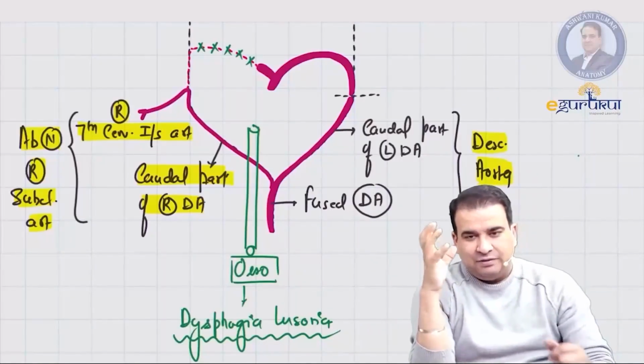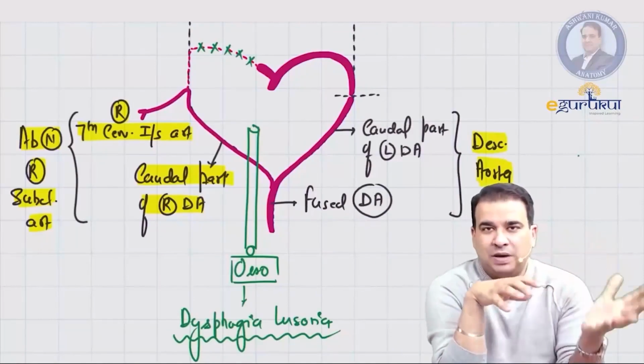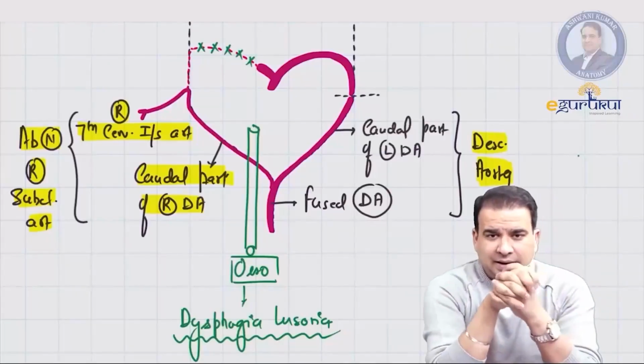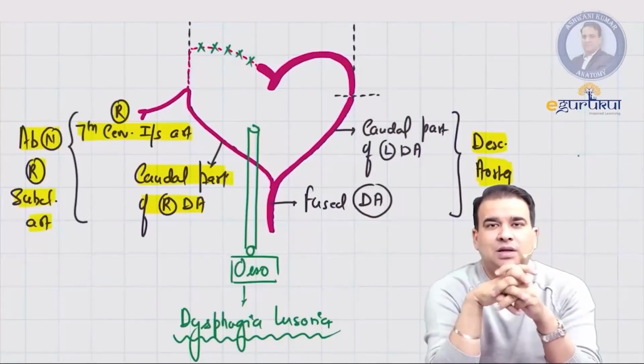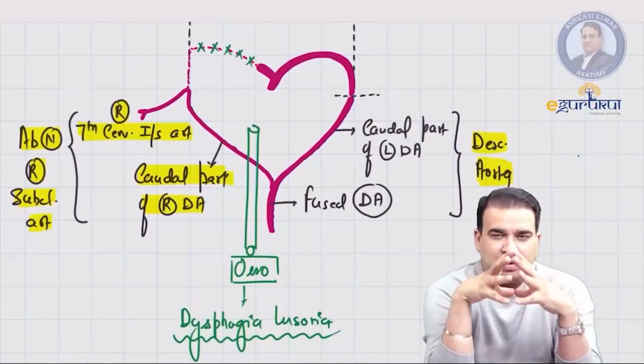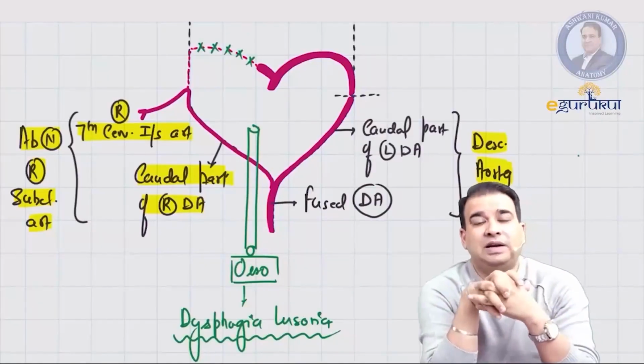So this is about the development of the vascular system, guys. We talked about the major veins and the arteries. And in the third and the last part, we'll be talking about the interatrial and interventricular septum, as well as the development of the diaphragm.